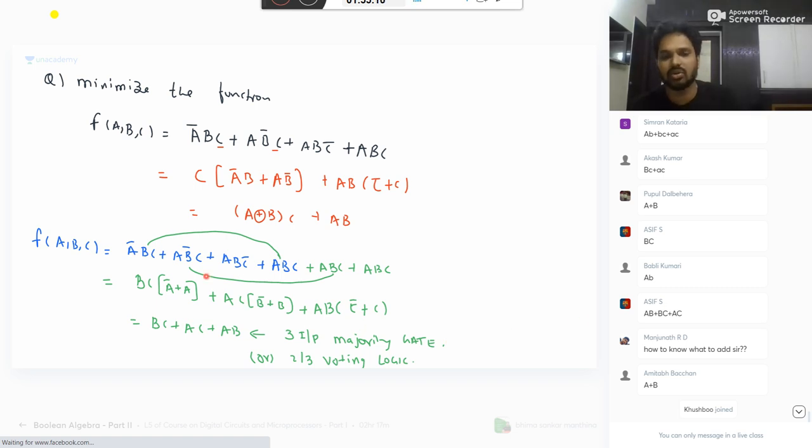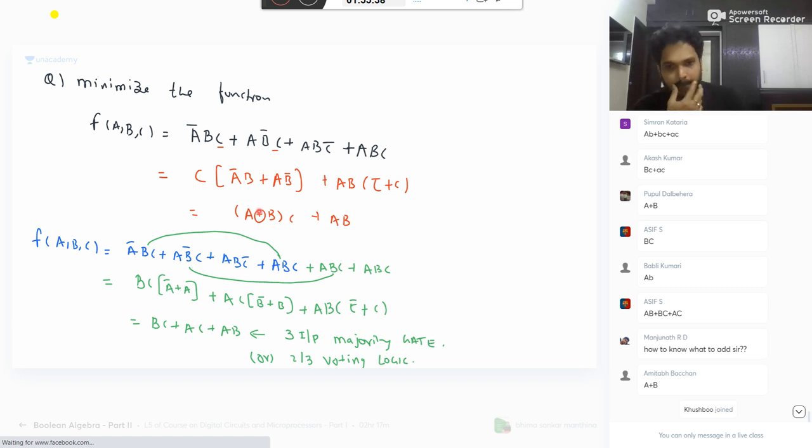What is the name of this? 3 input majority gate. Why is it called 3 input majority gate, sir? Listen. Out of the 3 inputs, please listen carefully. Generally we go by the K-map. Here we should check BC can be taken common, AC can be taken common, AB can be taken common. But you had only one term, that's why I have added. Generally we go by K-map, we don't do it by Boolean algebra.